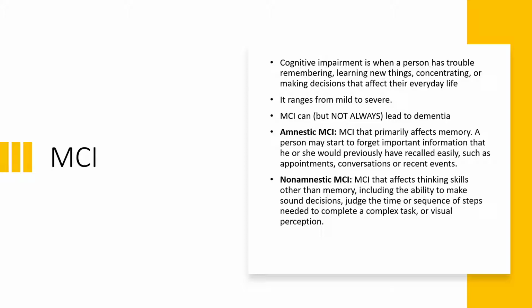There are two forms of MCI: amnestic and non-amnestic. Amnestic MCI primarily affects memory, where a person may start to forget some important information that they would have recalled previously. And non-amnestic MCI is where the person has trouble making decisions. It affects their thinking skills, basically.